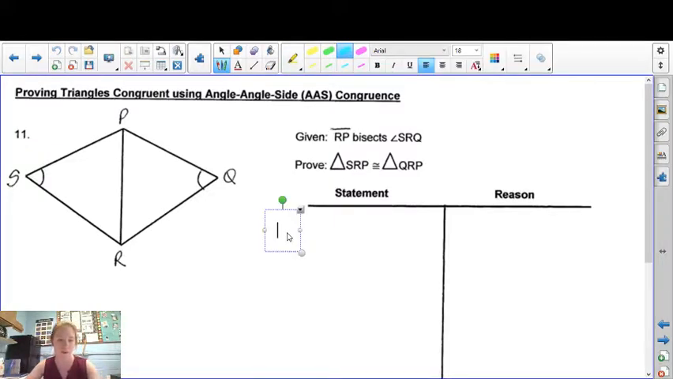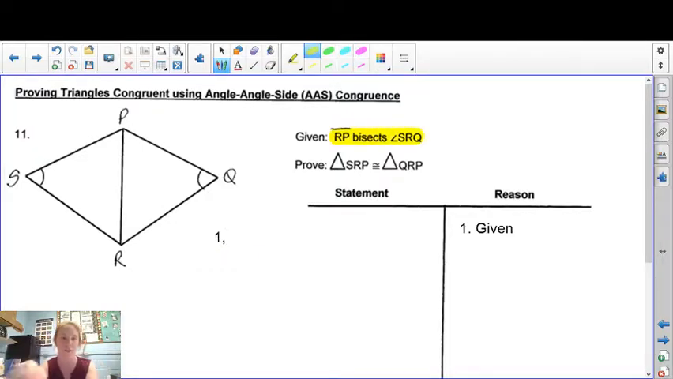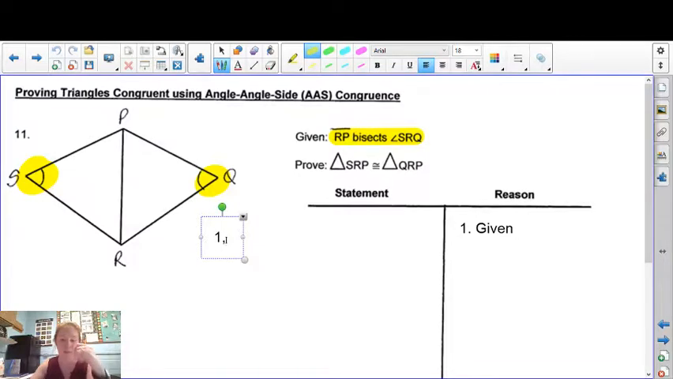Step number one, like always, is to write number one, given. Easy peasy lemon squeezy. Step number one on the statement side is, well, let's see, is everything written in the given actually given, or do I have other pieces on there? Bisect is a vocab word, so that's probably not going to be on there, but hey, I have some markings. So I have at least two things technically given to me.